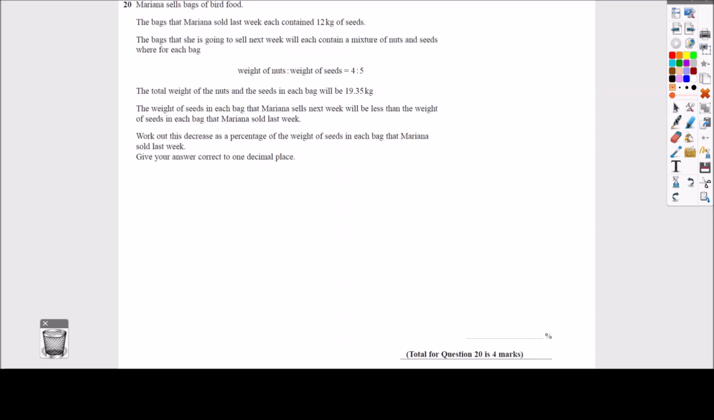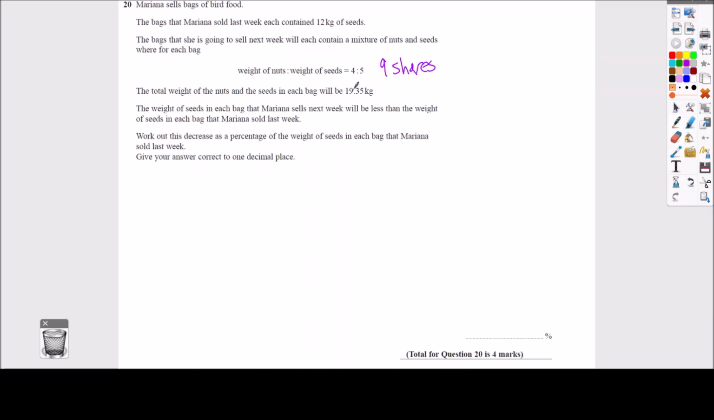So first things first, which will pick up a couple of marks, let's work out how many seeds she's going to sell next week. Now we're told that the total weight of nuts and seeds in the bag will be 19.35, and that's in the ratio of nuts to seeds of 4 to 5. So we need to break down that 19.35, splitting it between nuts and seeds. We want the seeds component. So how many shares are there in total? Well, 4 plus 5 is 9 shares.